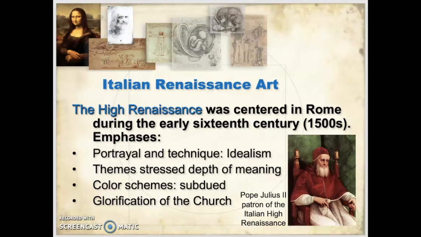Themes stressed depth of meaning. They wanted to paint great important ideas and great people doing great things, great deeds. Color schemes tended to be subdued colors. You see in that picture of that Pope there, Pope Julius II, who dragged Michelangelo off the project at the Sistine Chapel and made him architect at St. Peter's, which Michelangelo resented. You can see Pope Julius there.